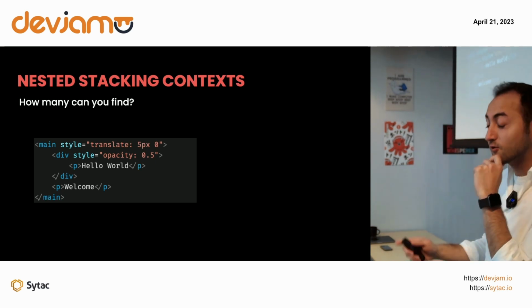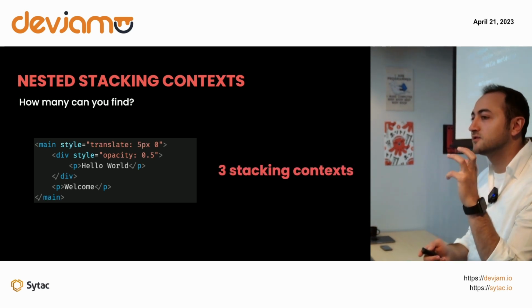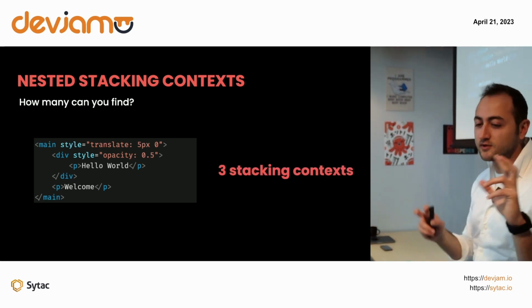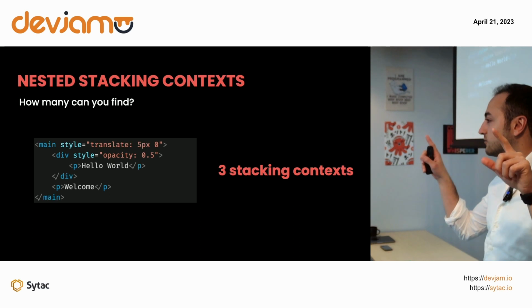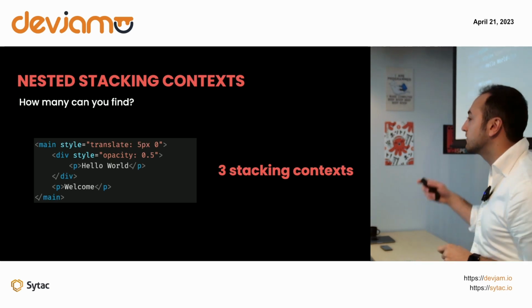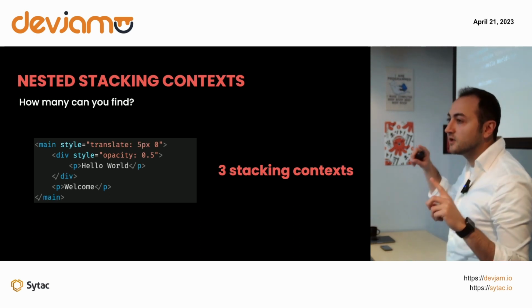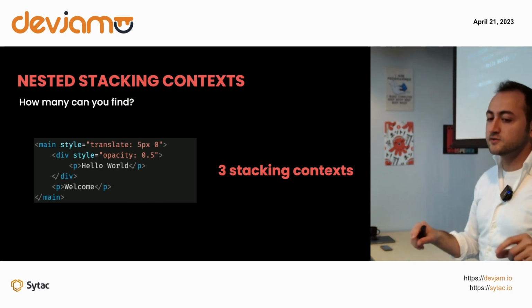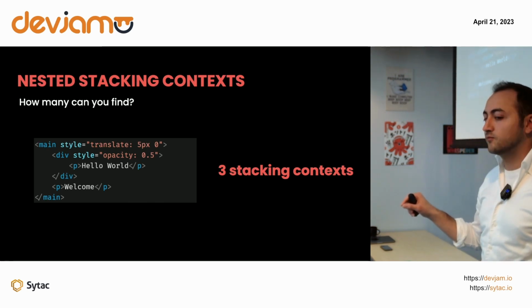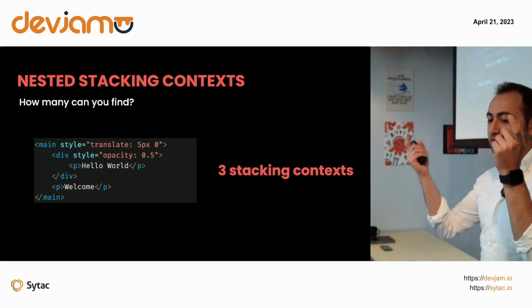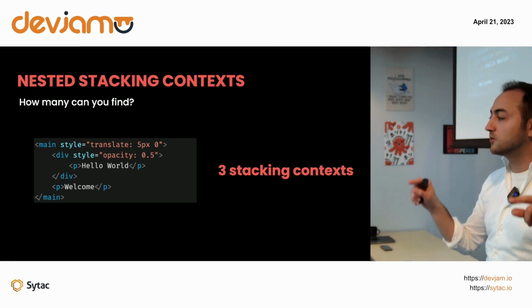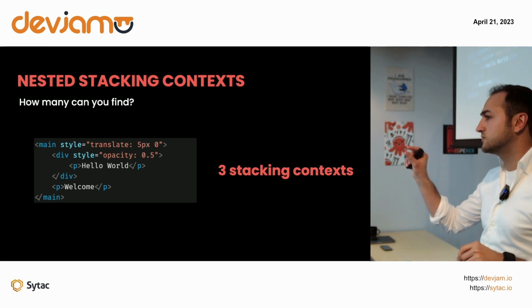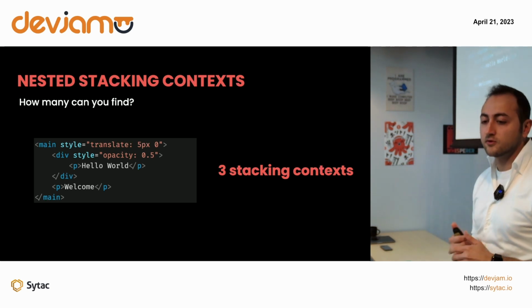Okay. The correct answer is 3. If you said 2, it's also correct, because it's a bit of a trick question, but don't forget about the root stacking context. So even if I didn't define it, there's the HTML element that's going to be created. So the root contains the one with the main because of the translate, and inside of it contains the one with the opacity, and the paragraph is just a normal element, same for the other paragraph.